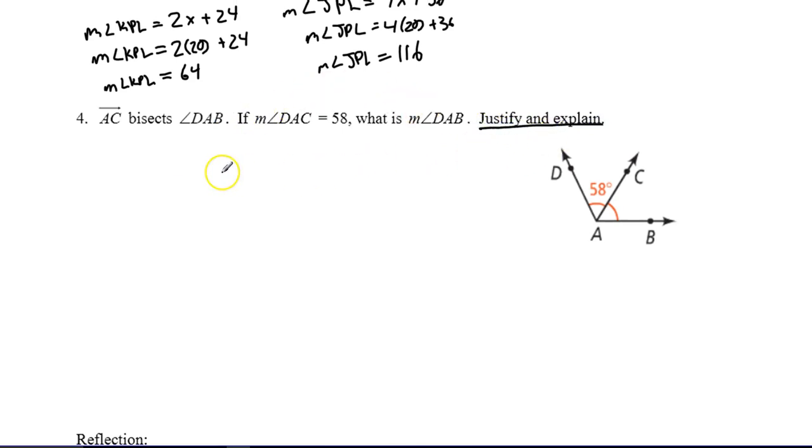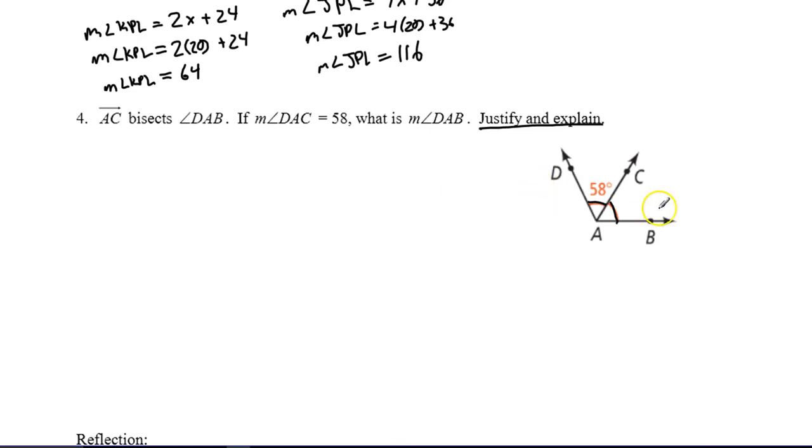justify and explain. Okay, so let's look at what we're given. AC bisects angle DAB. Well, that means cut in two, and you can actually see that from these angle tick marks. This one and this one, those angles have been cut into two equal parts. If the measure of angle DAC equals 58, what is the measure of angle DAB?